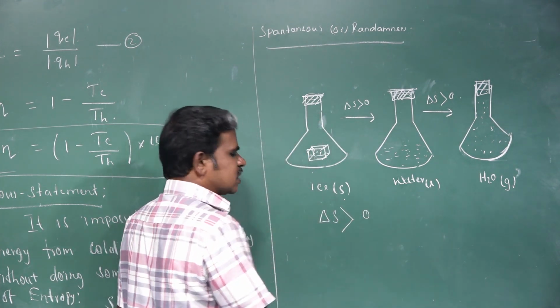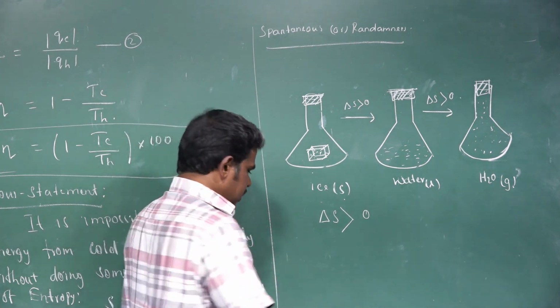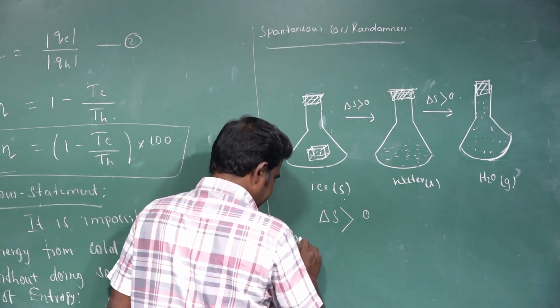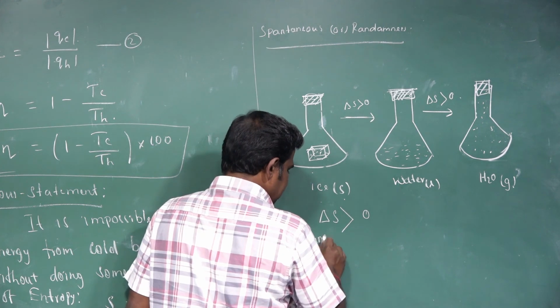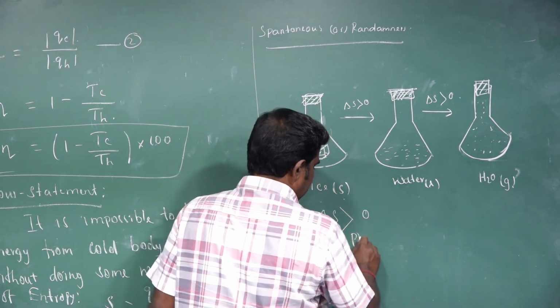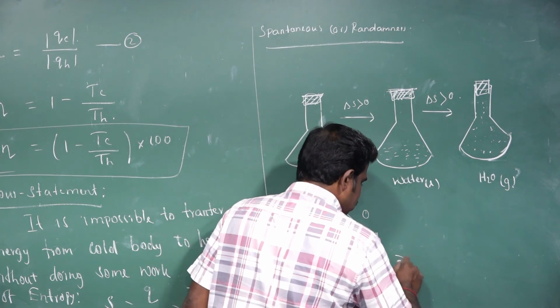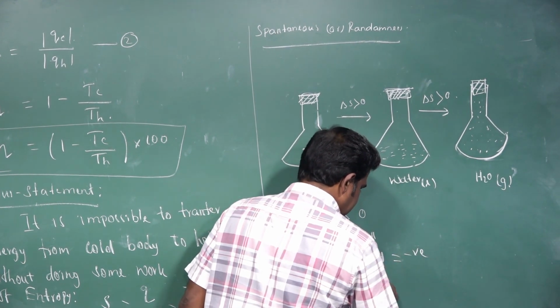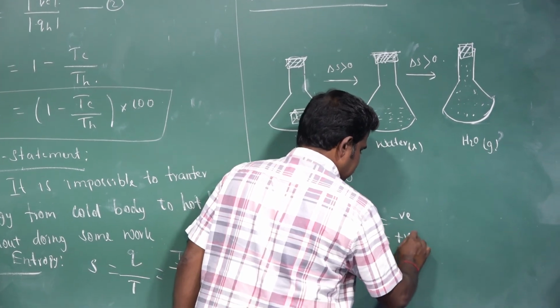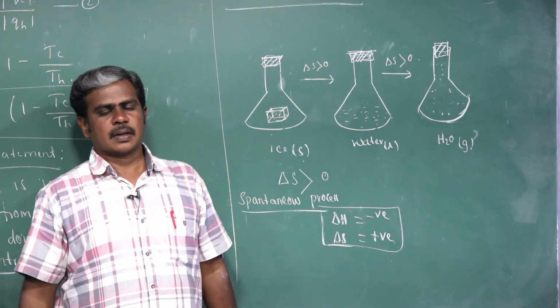So according to the first law and second law, for a spontaneous process, delta H should be negative and delta S should be positive. Thank you.